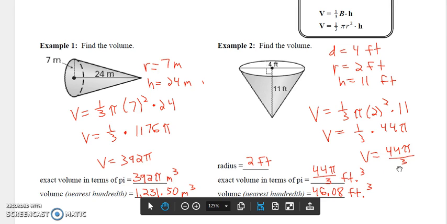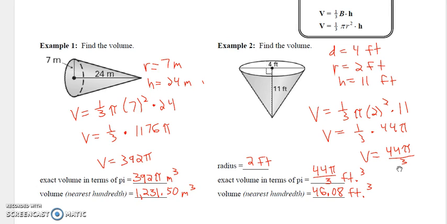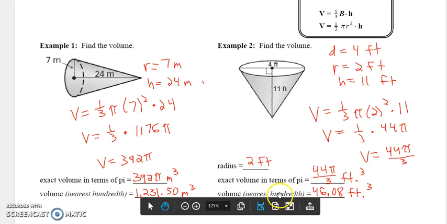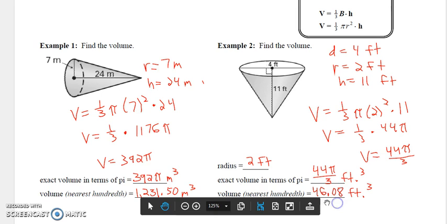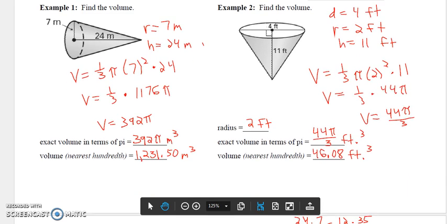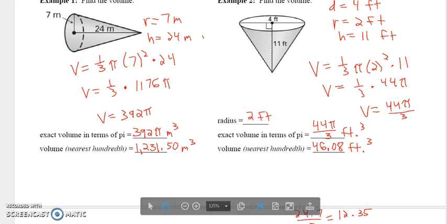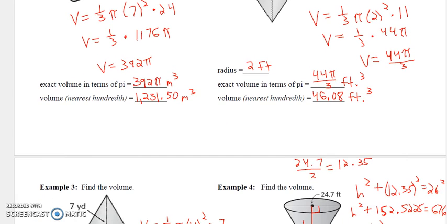Now they wanted me to get the exact answer, so I didn't want to round, so I left it as a fraction: 44 pi divided by 3. But when they ask you to round that, I just go 44 times pi, enter, divide by 3, enter, and I round to 2 decimal places, and I end up right here. You can go ahead and try the next couple examples if you want, and then check back here.